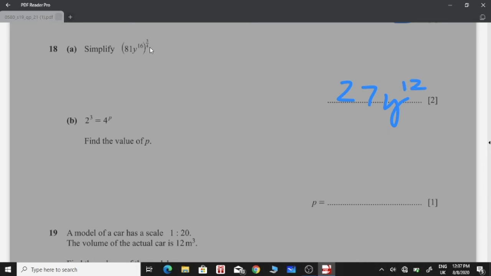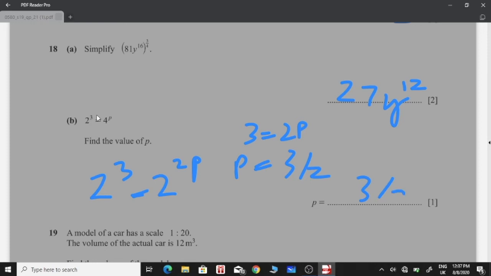B, 2 cube is equal to 4p. Find the value of p. So I'm going to write 4 in the form of 2 raised to a power, and that would be 2 cube is equal to 2 to the power of 2p. So 3 is equal to 2p, and p is equal to 3 by 2. So here we have our answer.